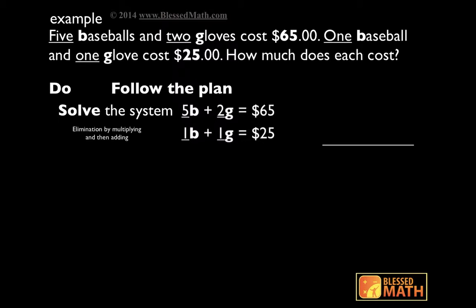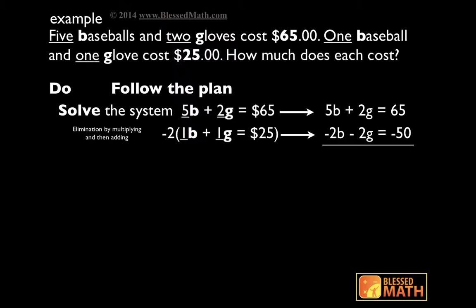So we can use a method we used earlier, elimination, by multiplying and then adding. So let's try to eliminate that G variable. Let's multiply our second equation by -2, and then we'll add the 2 equations together. So we're going to multiply -2 into the 1b, the 1g, and the 25. We're going to bring our first equation over: 5b plus 2g is equal to 65. And we're going to bring our second equation over after we've multiplied. So we have -2b minus 2g is equal to -50, and that's because that -2 has been multiplied by every term.